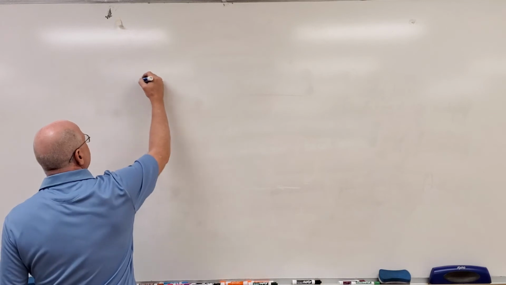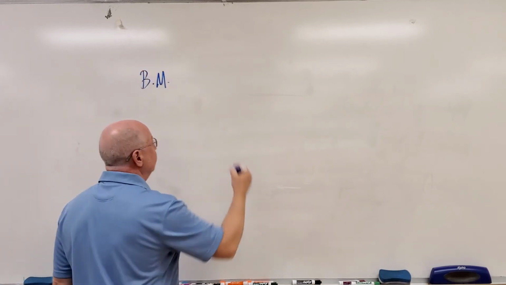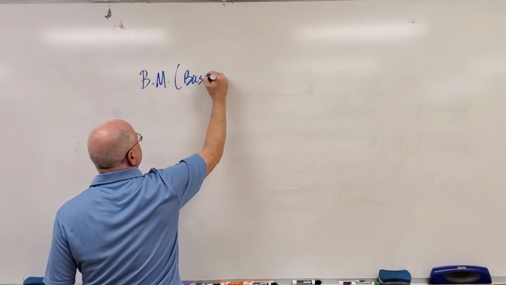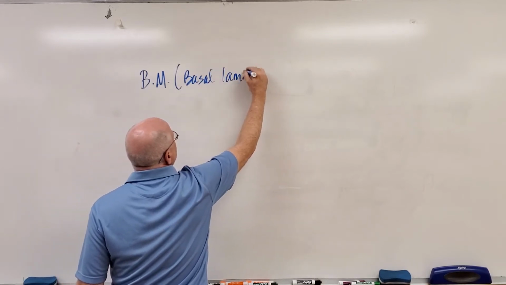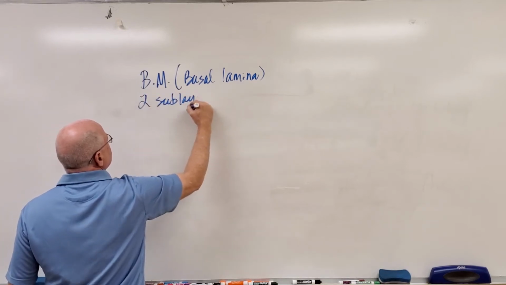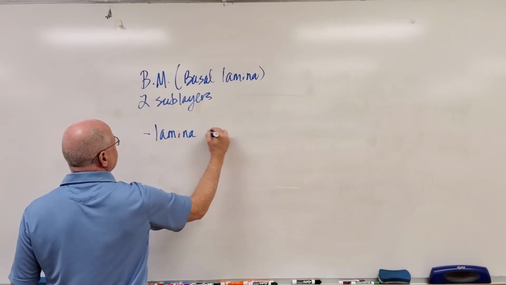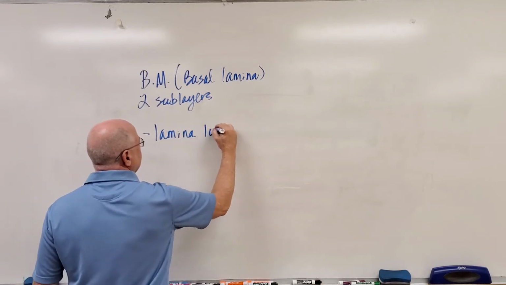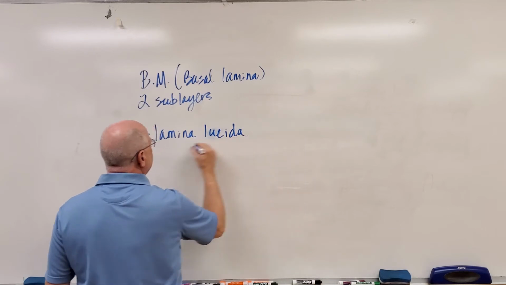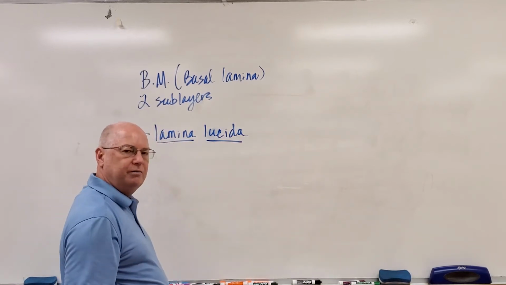Now, for the basement membrane, I'm just going to put BM for basement membrane or basal lamina. One of the things you need to know about the basement membrane is it has two sublayers. The first sublayer is called the lamina lucida. Lamina means layer, lucid means clear. You can see through it under a microscope.